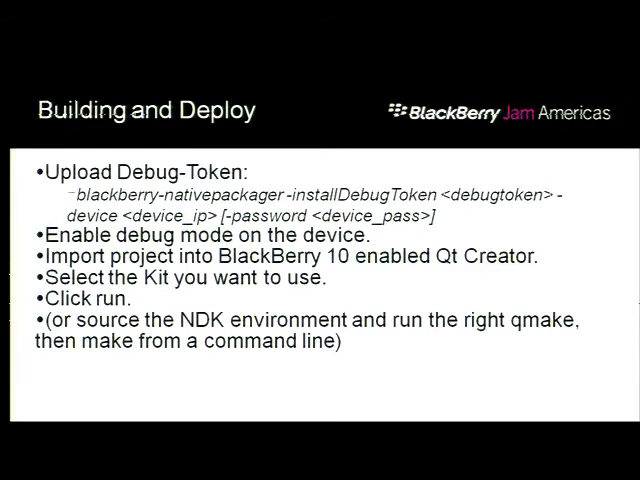Okay, so to get back to our workflow, we've uploaded the debug token. Again, here's the line for this. We have enabled debug mode on the device, which is also important because otherwise it will not let you run code from the outside. You then import your regular QMake project into the Creator that we've just set up with support for the platform. You need to select the kit, which we've previously set up, and run. It's as easy as that.